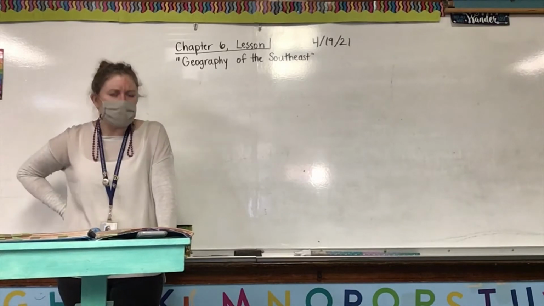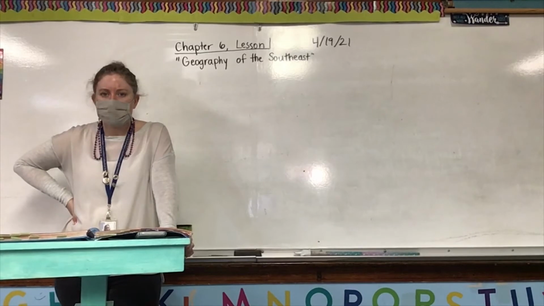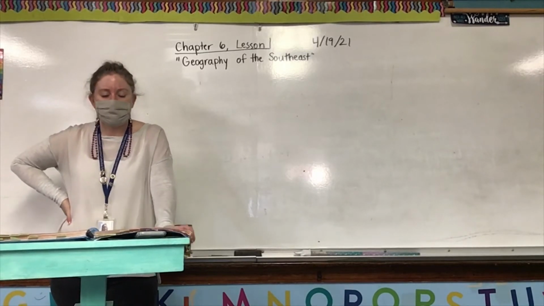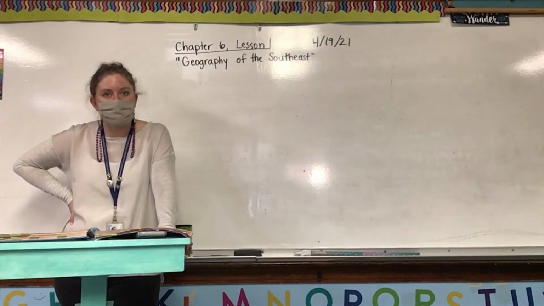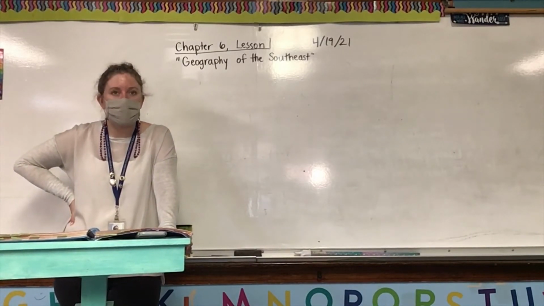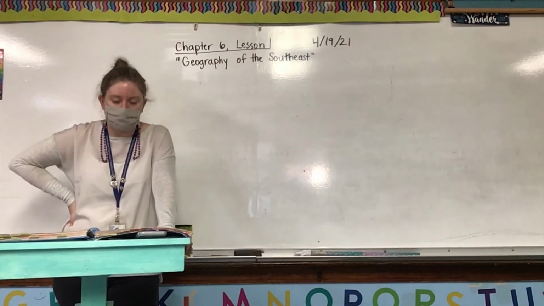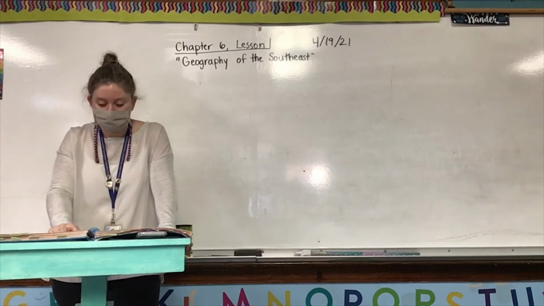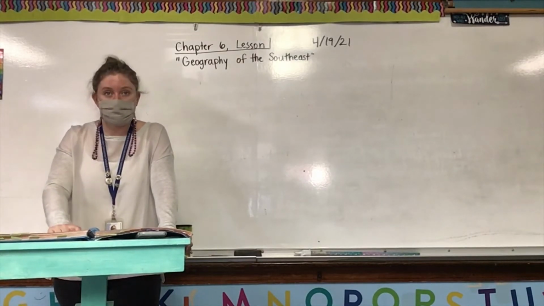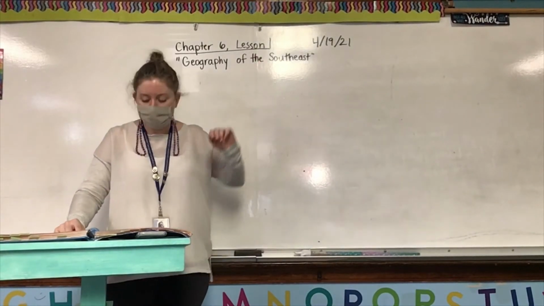Okay, then we see dark green represents what? Lena? National parks. Are there any national parks in the southeastern states? Yes. Lena, name one. Everglades National Park. There's more than that. What's another one? Zari?